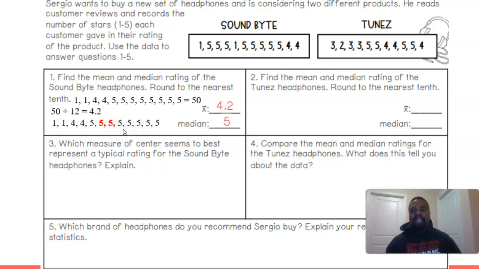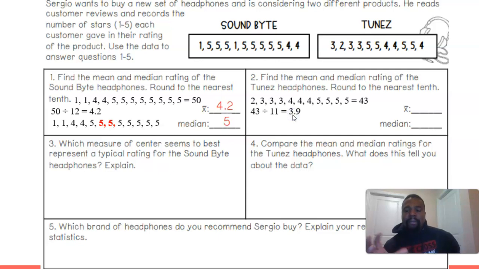I want to do the same thing for Tunes, the mean and the median. So I put these numbers in order from least to greatest. I add them together, and that gives me 43. There are 11 numbers in this data set. So I take 43 and divide by 11, and that gives me 3.9. So the mean of this data set is 3.9. That's the average rating for Tunes.